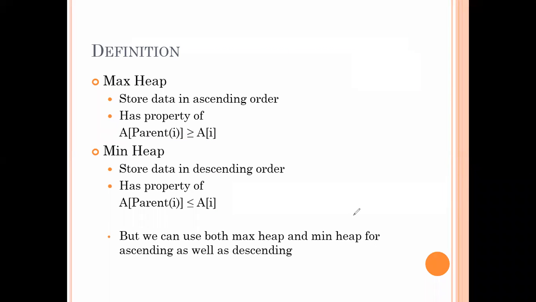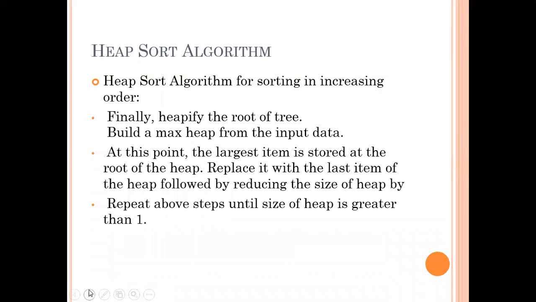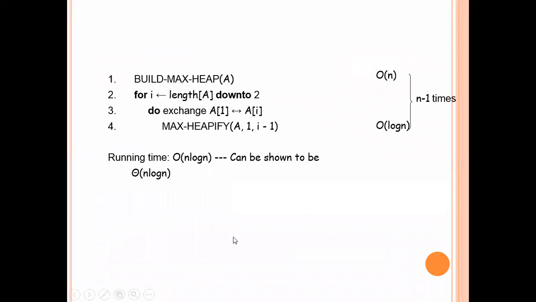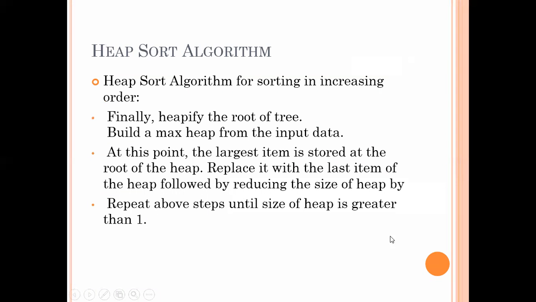We'll see one example so that we can clear all the concepts. Now the heap sort algorithm for sorting in increasing order: first, heapify the root of the tree and build a max heap for the input data. At this point, the largest item is stored at the root of the heap. Replace it with the last item of the heap, then reduce the size of the heap and heapify. We'll see how it is executed using an example. Repeat the above steps until the size of the heap is greater than 1.